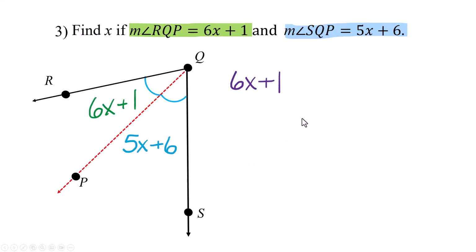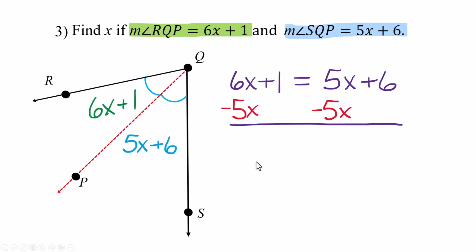So that's how you start. 6x plus 1 equals 5x plus 6. Geometry is done. Now we do algebra. I like to subtract the smaller x value, so I'm going to subtract 5x from both sides, and we're going to end up with an x. 6x minus 5x is just 1x, plus this one equals the 6, because the 5x's cancel. Now subtract 1 from both sides, and you can do that in your head. We get x equals 5, and then we were only supposed to find x. Yay!